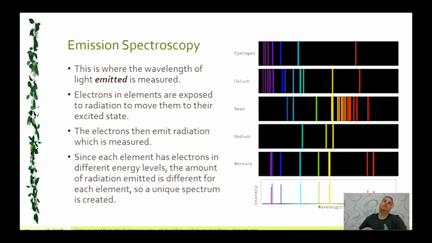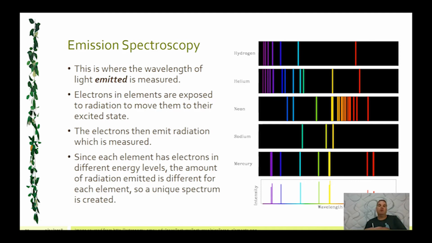All right, so if you've got a handle on writing electron configurations, then we can go ahead to actually looking at emission spectroscopy and absorption spectroscopy. Emission spectroscopy we don't really cover in chemistry because we leave it more to physics. But basically all you've got to understand is that we measure the wavelength of light emitted when that electron decays down to its ground state.